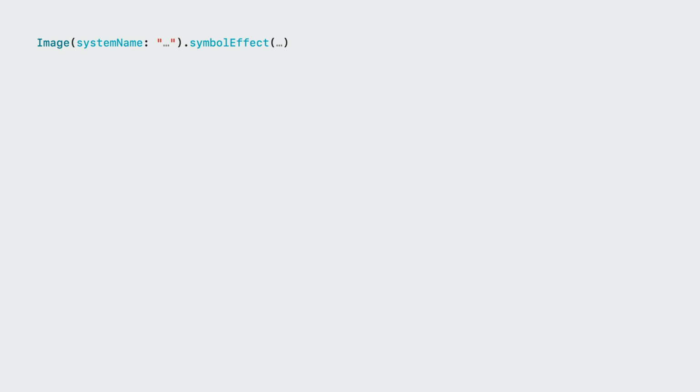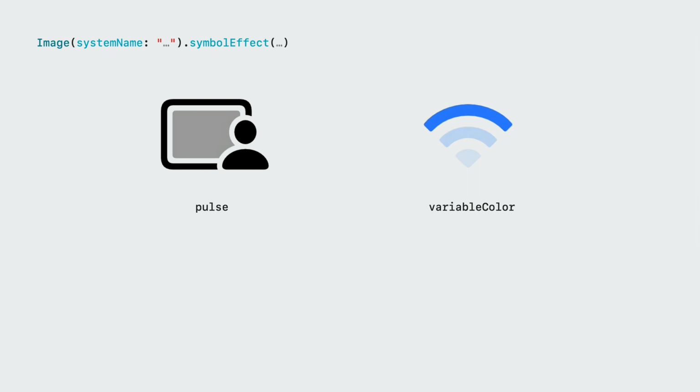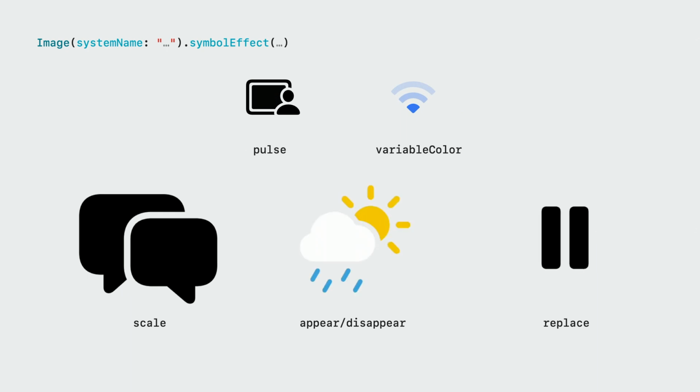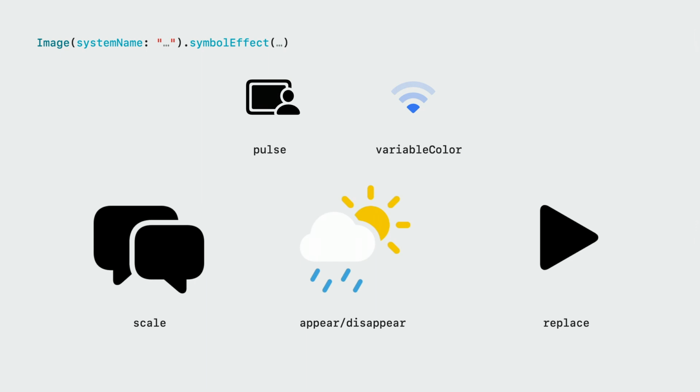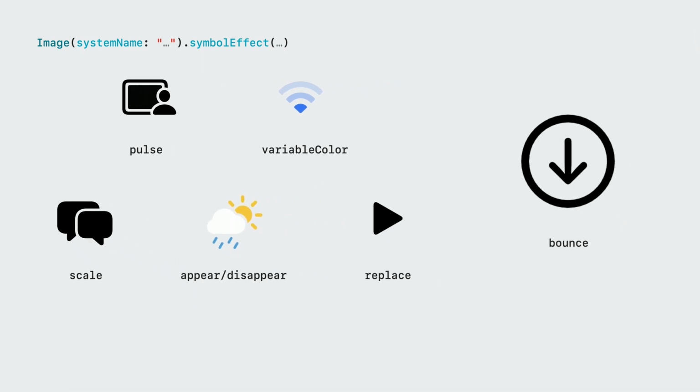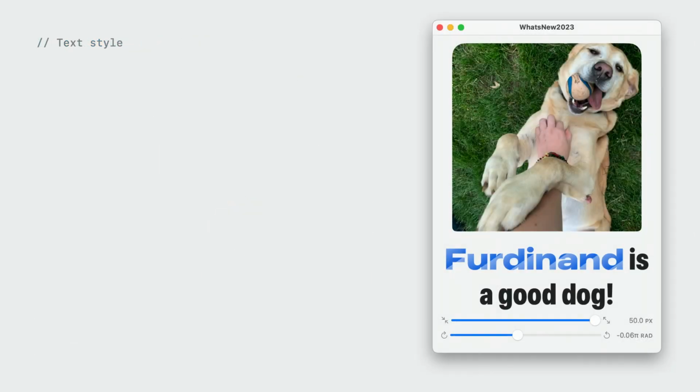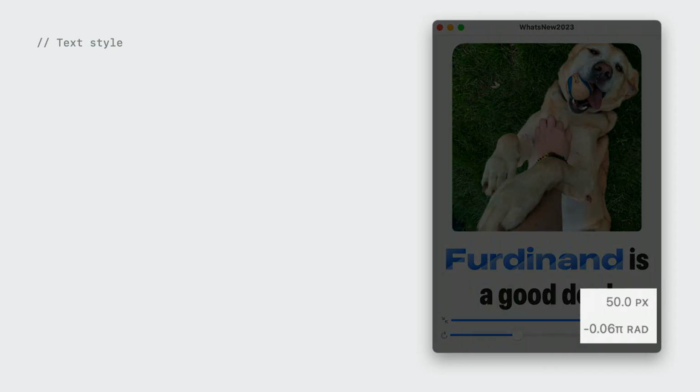Symbols support a variety of effects, including continuous animations with pulse and variable color, state changes with scale, appear and disappear, and replace, and event notifications with bounce. Watch Animate Symbols in your app to learn about the best people-pleasing practices for using symbol effects. Before leaving this example, I want to point out one last feature. Notice the units on the text here.